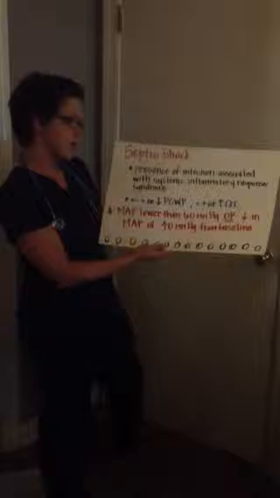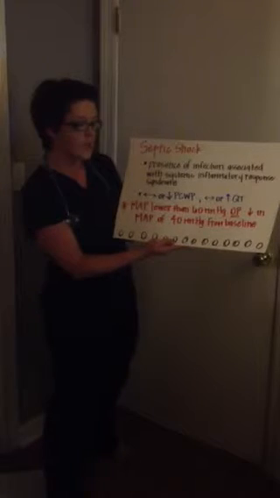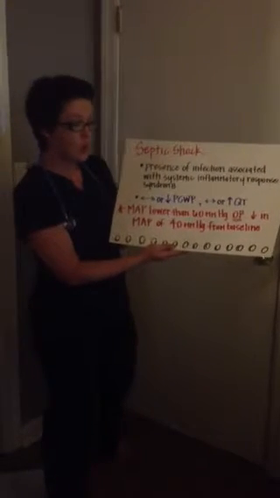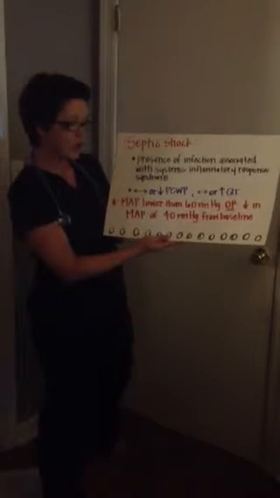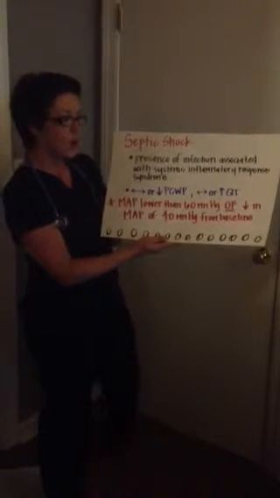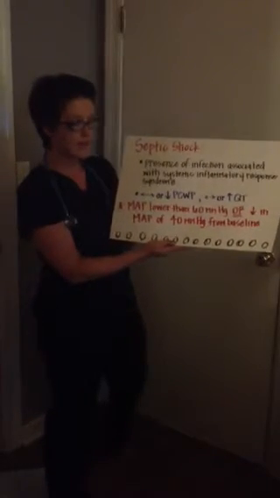The shock that I'll be discussing is septic shock. Septic shock is the presence of infection associated with systemic inflammatory response syndrome. You will see a normal or decreased PCWP and a normal or increased cardiac output. Mean arterial pressure lower than 60 torr, or a decrease in mean arterial pressure of 40 torr from baseline.